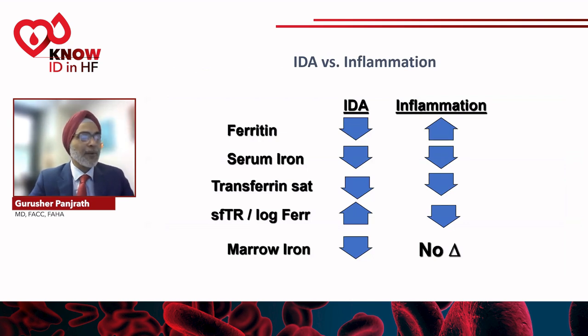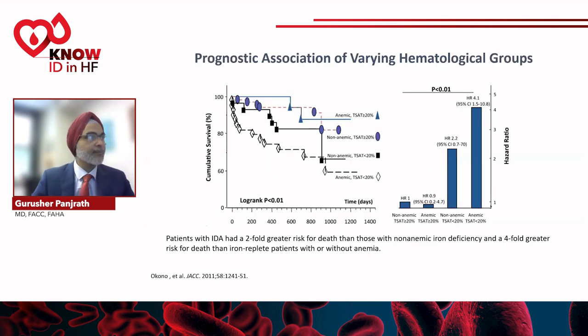How do you differentiate between iron deficiency anemia versus anemia of chronic disease, the other form of anemia? You can see in iron deficiency anemia, there's a reduction in serum ferritin, whereas in inflammatory states, as in anemia of chronic disease, there's an increase in ferritin. Both have similar reductions in serum iron. However, one of the differentiating things is an increase in soluble transferrin receptors in iron deficiency anemia. And there is no difference in bone marrow iron in anemia of chronic disease.